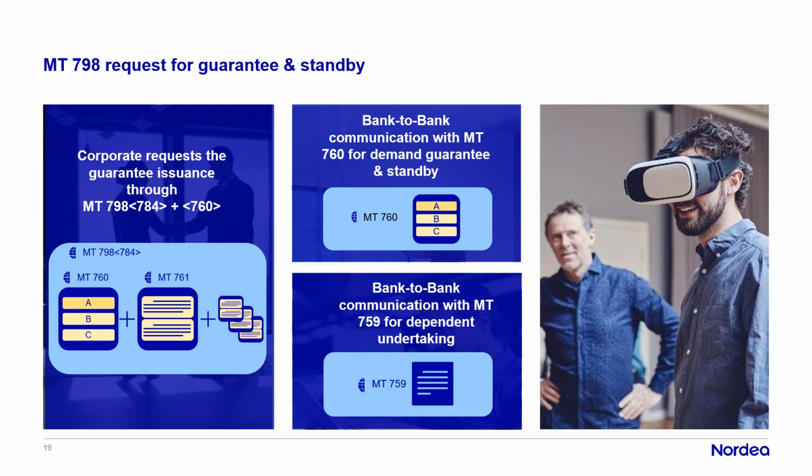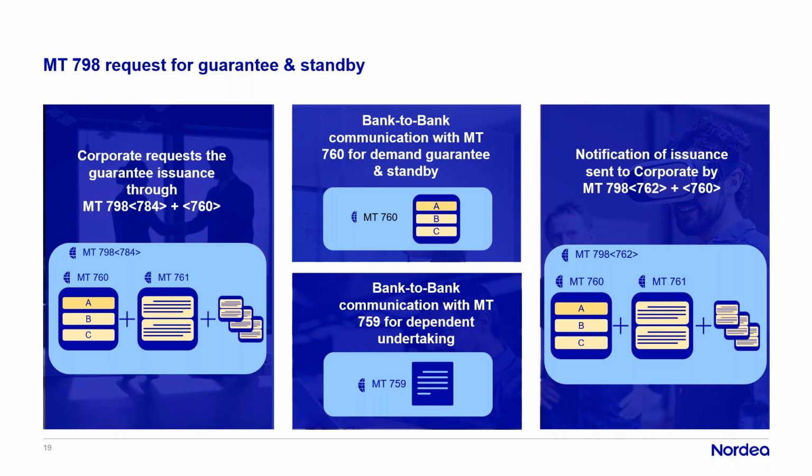Once we have issued the guarantee, we will send a notification by MT798, the subtype 762 and 760. This will, again, always be the same format, regardless of whether we issue a demand guarantee or an accessory guarantee. And if we've sent out an MT759, then this full text will be quoted in field 77U.